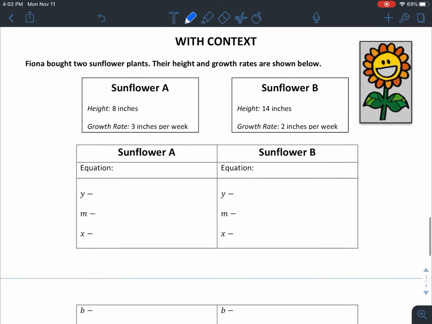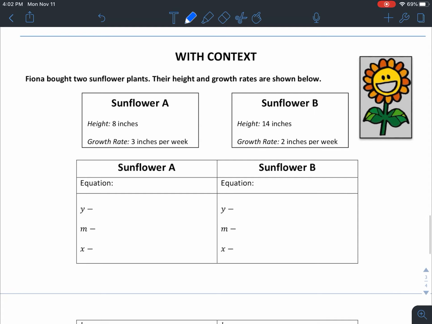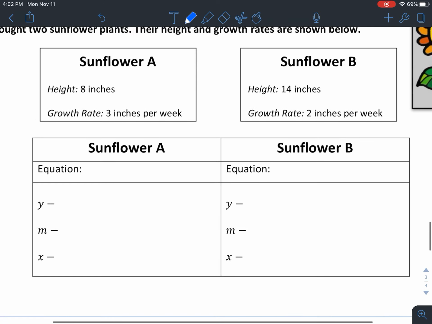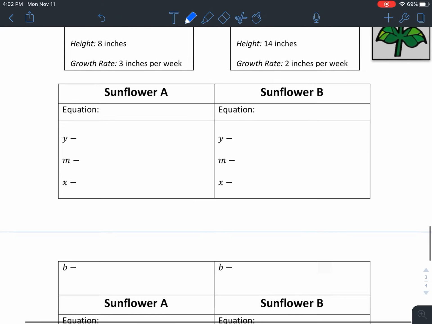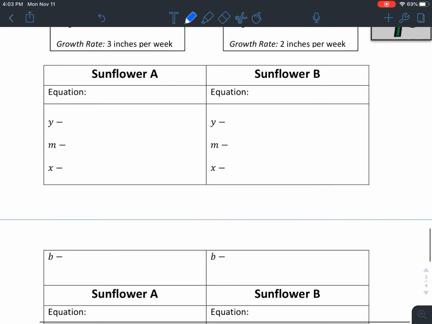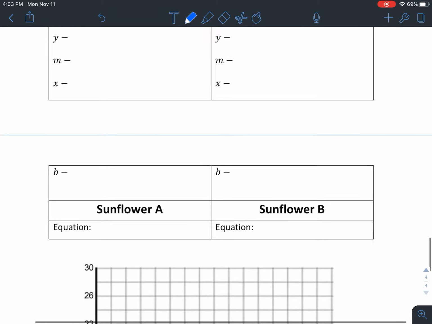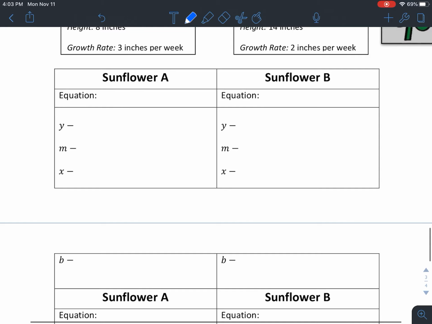So for this given problem with our context, our friend Fiona bought two sunflower plants. Their height and their growth rates are shown below. Sunflower A starts with a height of 8 inches, and it grows 3 inches per week. And sunflower B starts off at 14 inches, but it only grows 2 inches per week. With this information, we should be able to figure out what each of the different variables represents, and then also write the equation.